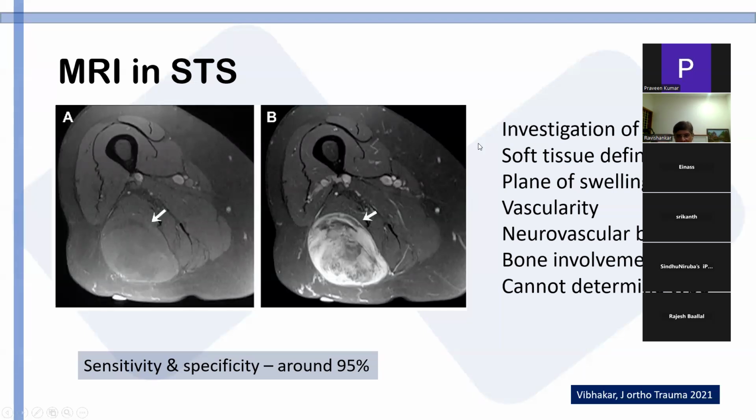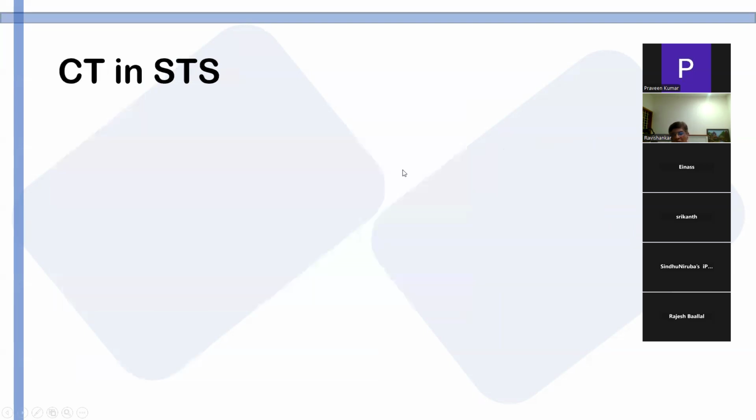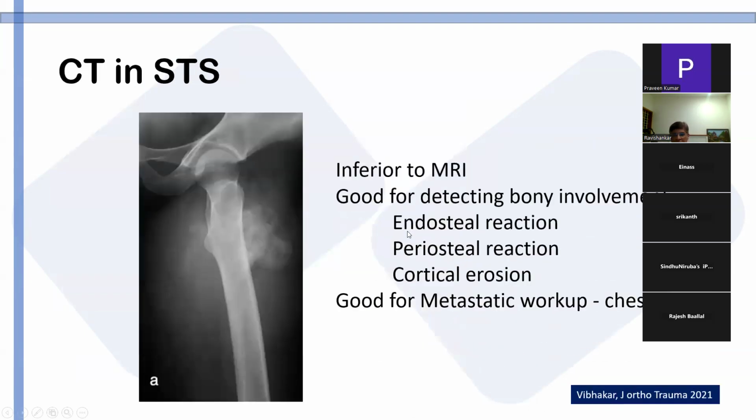And the MRI is capable of doing that, but for these definitions, CT is better. That's about the only thing where CT is better. CT defines bones better and MRI defines soft tissues better. Okay, I'll get along with this. It is inferior to MRI, as I said. And as I said, for detecting bony involvement, the three reactions that I mentioned are detected better in CT compared to the MRI. And of course, CT is also good for metastatic workup of the lungs. When it goes into the chest, it helps you there.